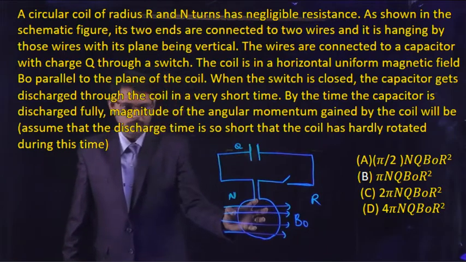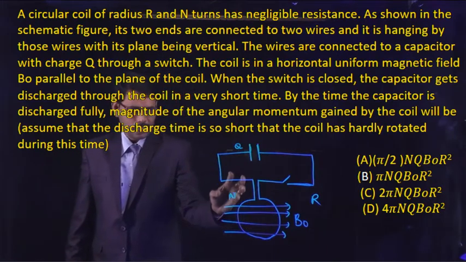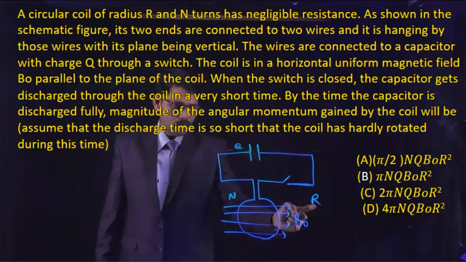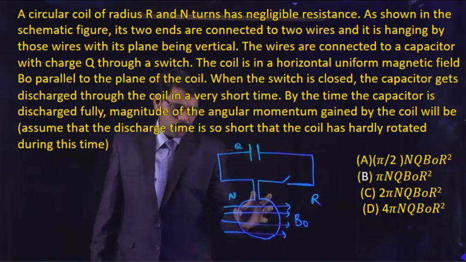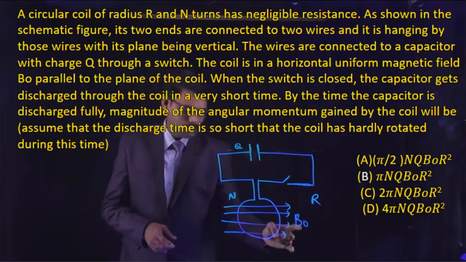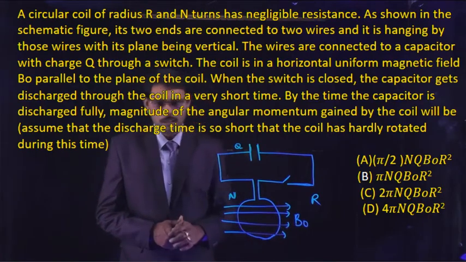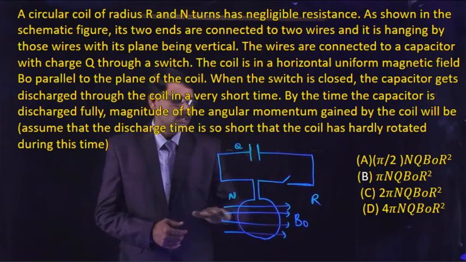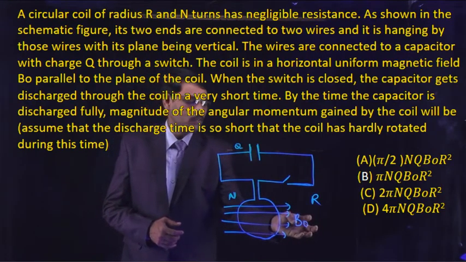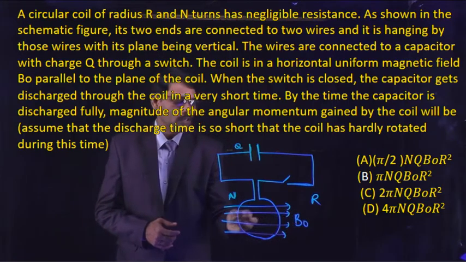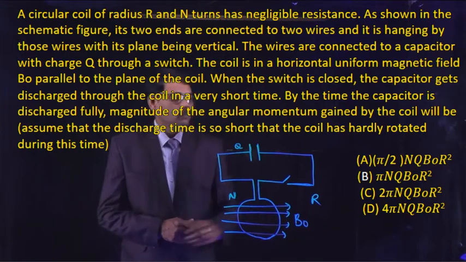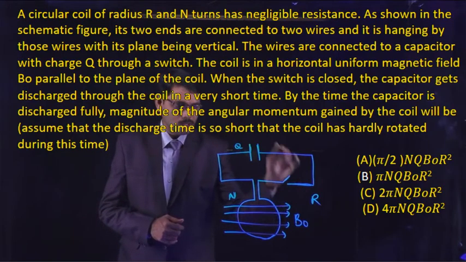Students, you are observing the coil, which has n number of turns. The radius of the coil is r, and this coil is placed in a uniform magnetic field of magnetic induction B naught, whose magnetic lines of force are parallel, horizontal, such that the magnetic field is along the face of the coil, like this.